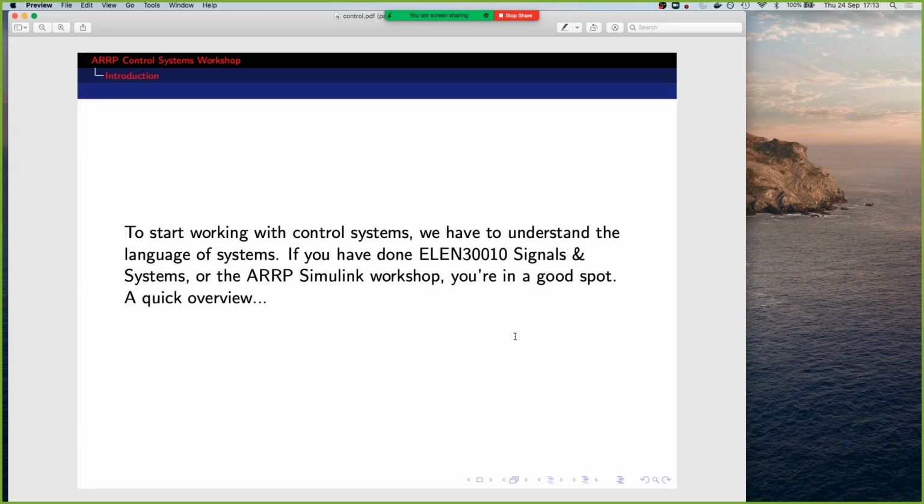So we need to understand the language of control. I'd love to jump straight into the actual doing, but there's a lot of terminology you need to be familiar with so things make sense. So we do have to cover a little bit of background. As I said, if you've done signals and systems or the Simulink workshop that I ran earlier in the semester, you're in a pretty good spot.